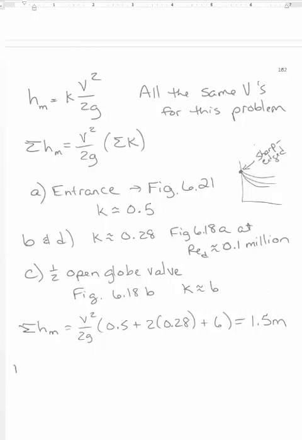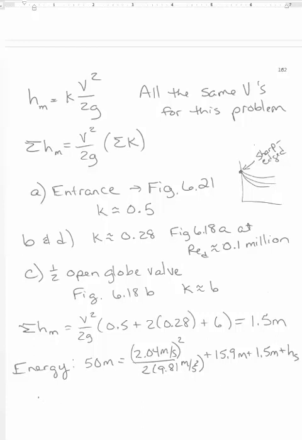Back to the energy equation then. We've got everything we need. We're solving for HS. We're going to have here 50 meters on the left side equals our V squared, 2.04 meters per second squared over 2g. That's our V squared over 2g term, 9.81 meters per second squared, plus the 15.9 meters for our HF, plus the 1.5 meters for our HM, plus HS. And solving that, you get HS equals 32.4 meters.